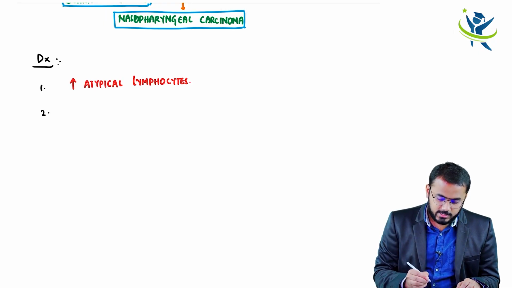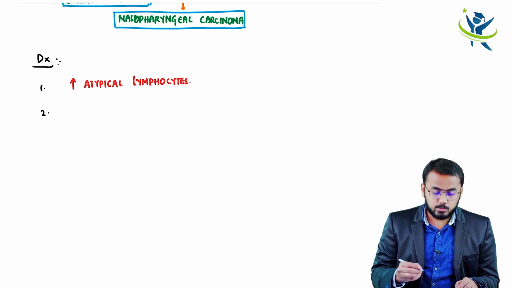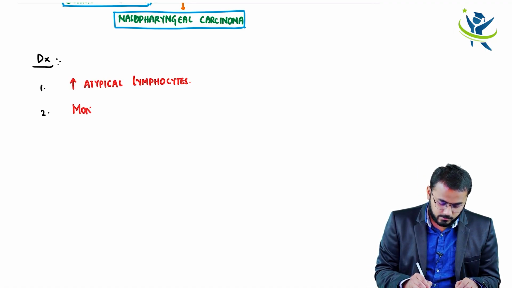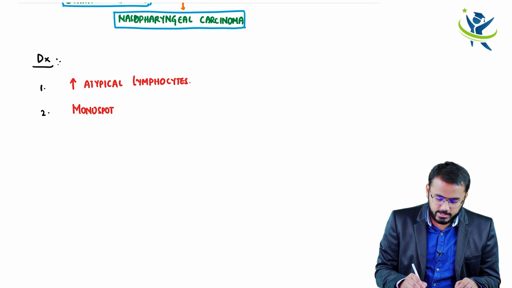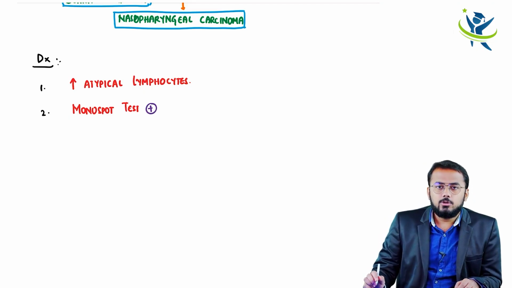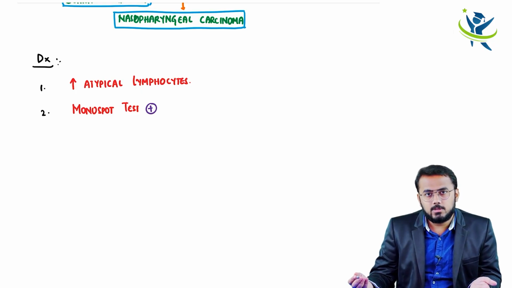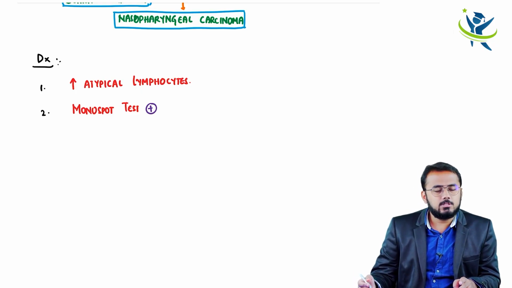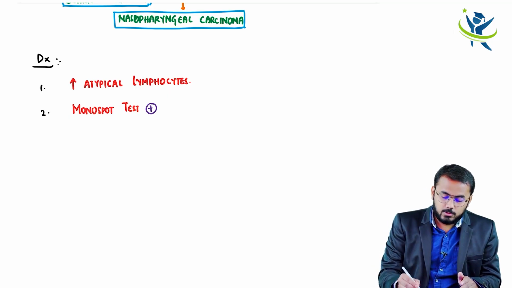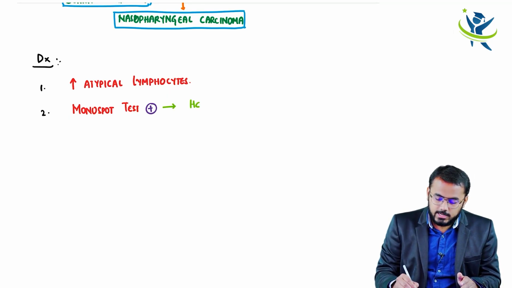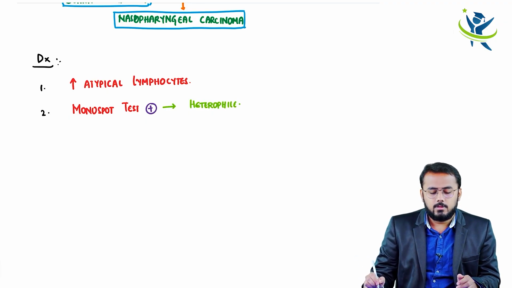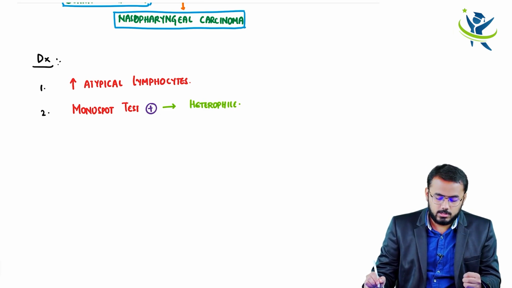Apart from atypical lymphocytes, the next test I am going to do is the monospot test. If the monospot test is positive, that will be of diagnostic importance. What is the monospot test? I told you that during 2 to 6 weeks of latency, there are heterophile antibodies. If you find heterophile antibodies, it means the monospot test is positive. If you don't find heterophile antibodies, it means the monospot test is negative. So the monospot test is nothing but detecting the heterophile antibodies.